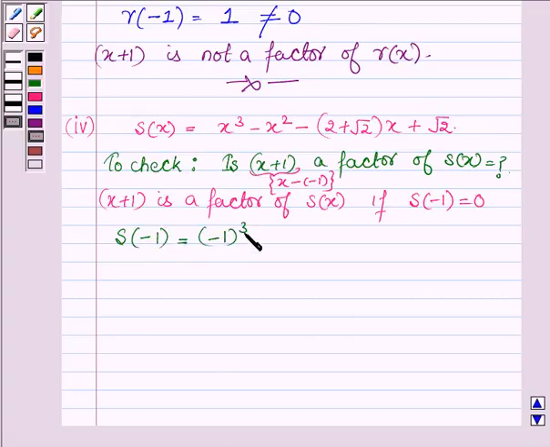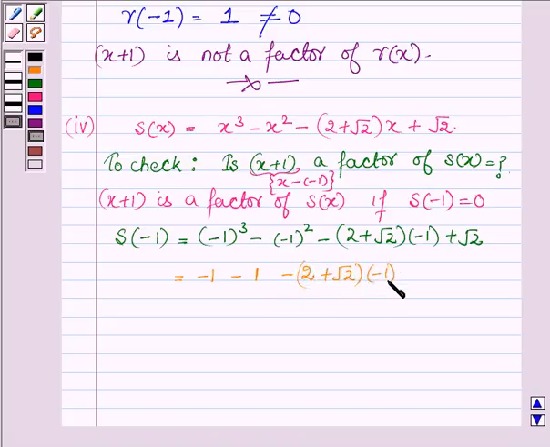So we have minus 1 whole cube minus of minus 1 whole square minus 2 plus root 2 into minus 1 plus root 2, which is equal to minus 1 whole cube is minus 1, minus 1 whole square is 1, minus 2 plus root 2 into minus 1 plus root 2, which is further equal to minus 1 minus 1 is minus 2, and on multiplying this minus with minus we get plus 2 plus root 2 plus root 2. Now plus root 2 minus 2 cancels out and we are left with 2 root 2.